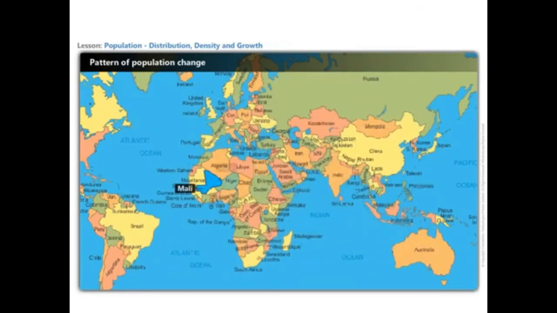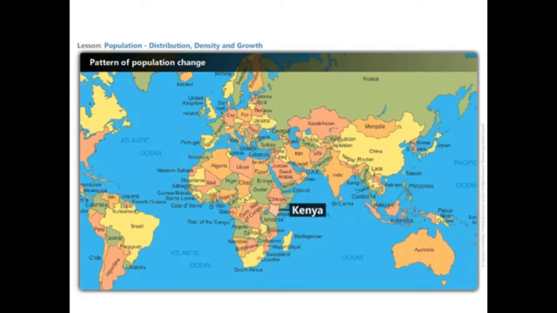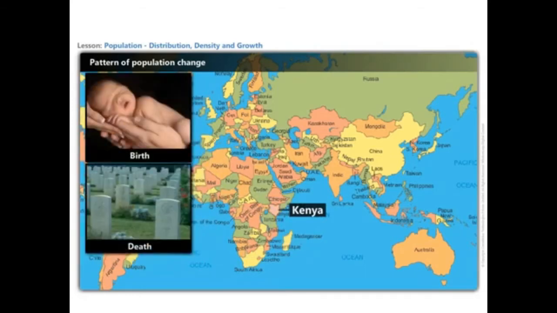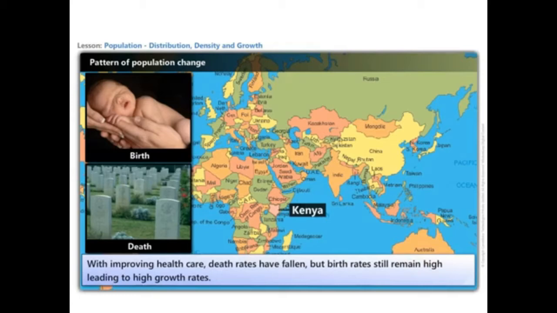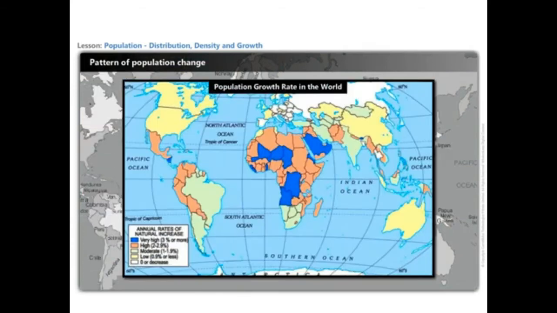Some countries like Mali, Niger, Chad, Democratic Republic of Congo, and Angola have high population growth rates. Countries like Kenya had a very high birth rate as well as death rate. Now, with improving healthcare, death rates have fallen, but birth rates still remain high, leading to high growth rates. In other countries like United Kingdom and Japan, population growth is slowing because of both low death and low birth rates. Have a close look at the map to know the pattern of population change in the world.